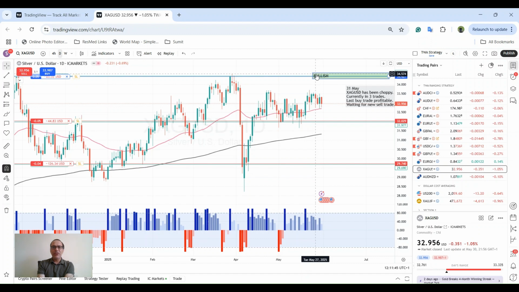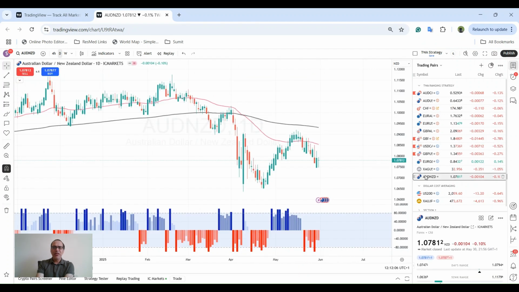Currently 3 trades on, 2 short and 1 long trade. We did make money in the previous buy trade, and we are waiting for the new sell trade to come in. Aussie New Zealand, again, it ranges well, a widest range, but ranges.